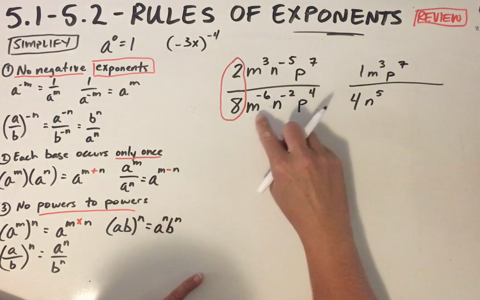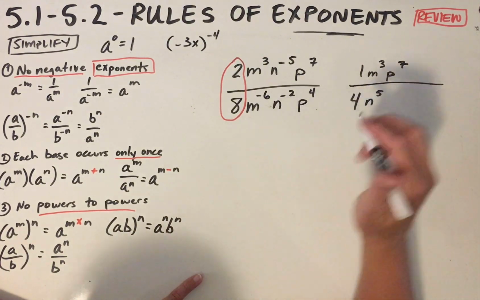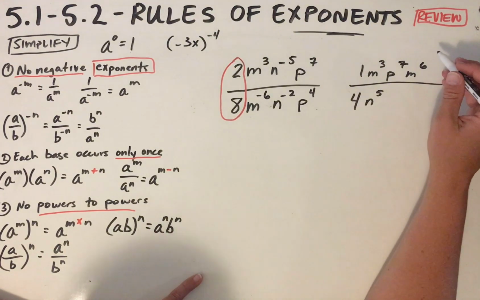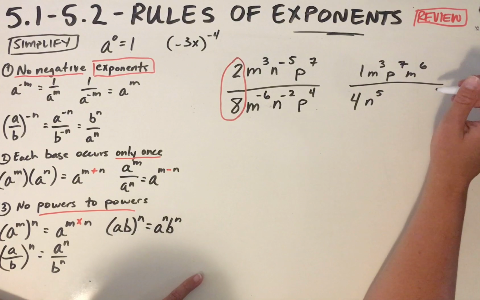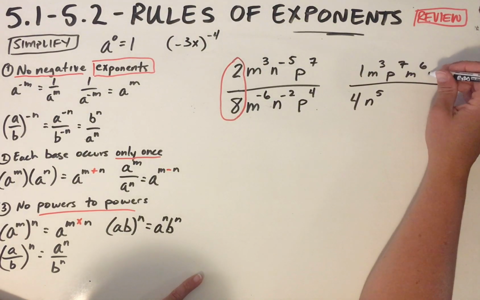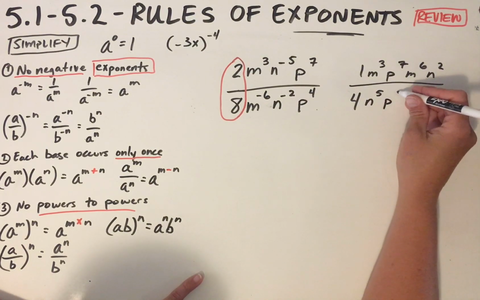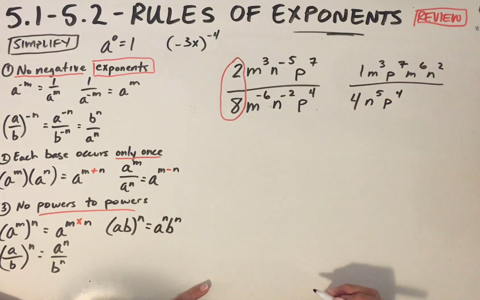Now I'm going to go downstairs and say, hey, this m to the -6 is being naughty, so it needs to go upstairs. Again, when I move them upstairs or downstairs, their exponent becomes positive and they move with their base. N to the -2 is being naughty, so it's got to go upstairs. And p to the 4th is just fine, so it is going to stay downstairs.